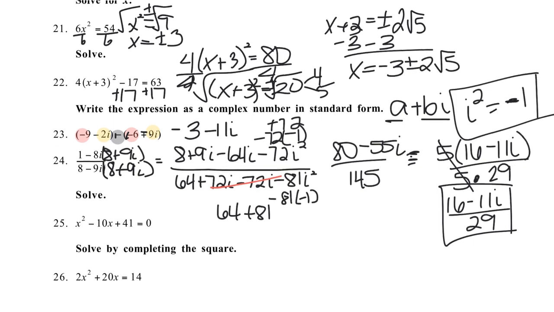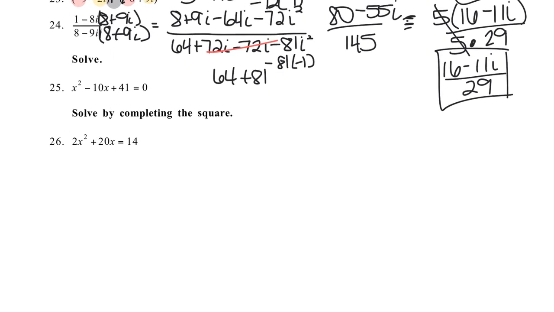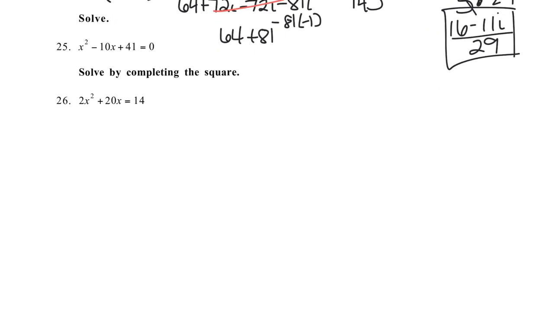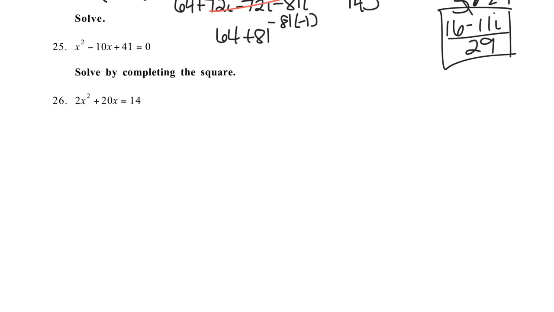So number 25, solve x squared minus 10x plus 41 equals 0. I can use any method on this. It's not factorable because 41 is prime and 41 plus 1 is not going to give me 10. So I'm going to choose to complete the square because I have a coefficient of 1 and my middle term is even. So x squared minus 10x equals negative 41. I'm going to put that 41 to the other side.